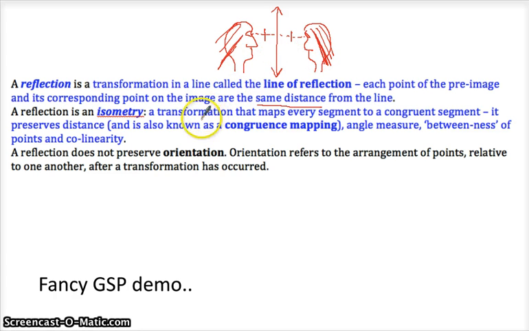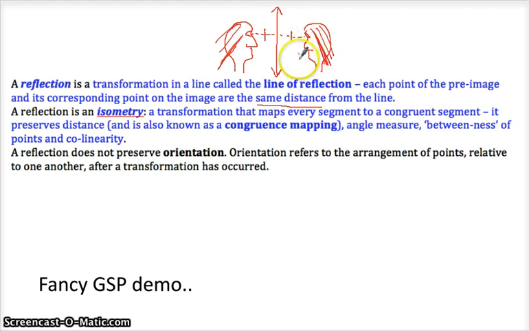So since the lengths are preserved, and it's every length in the picture, not just that one hair, but the length of your nose, the height of your eyeball, all that stuff is exactly the same length. That's called an isometry if that's going to happen throughout the transformation. And reflections will always do that. And if that's true, we can also call that a congruence mapping.